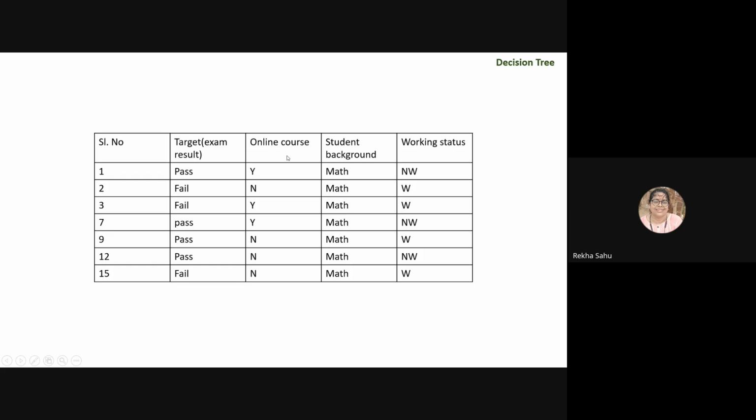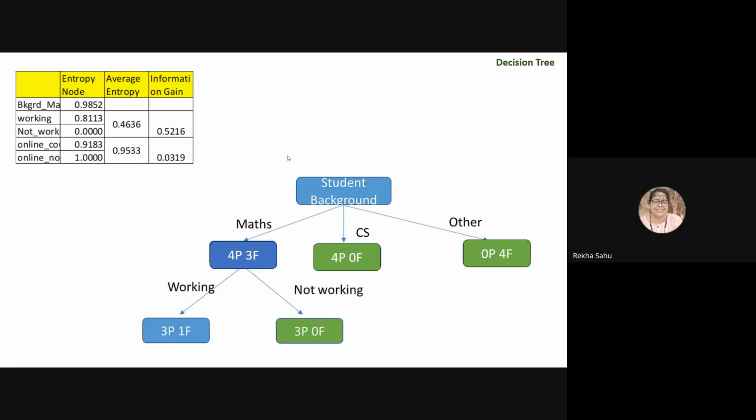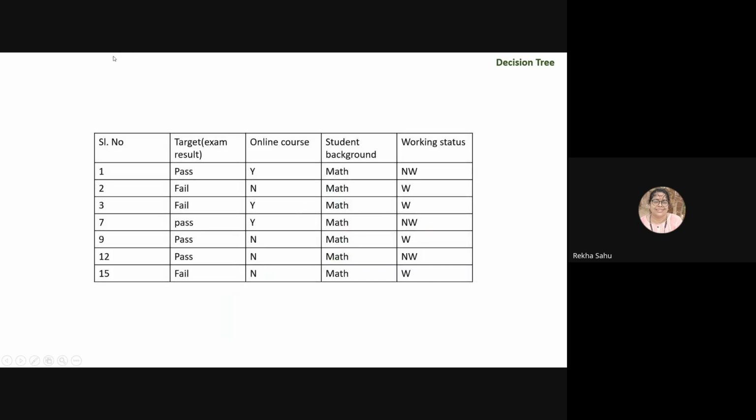Again, you will follow the same procedure. Now again you will find the parent node entropy for this 7 data set. Then you will find the entropy for online course, subtract it, and find the information gain. Again, for working status, do the same. Among them, whichever has the highest information gain, that attribute will be chosen.